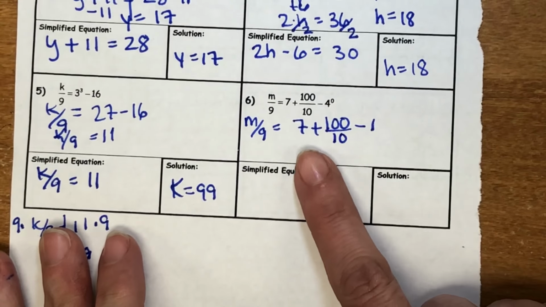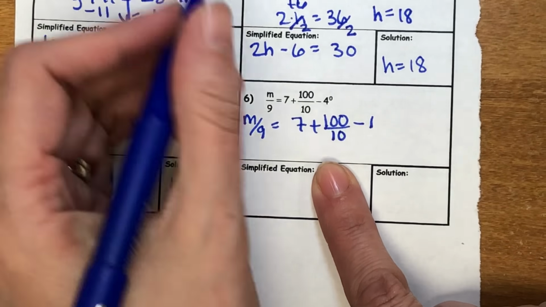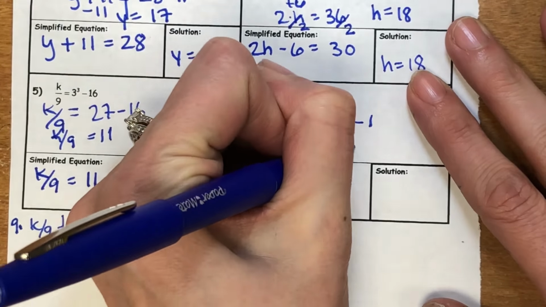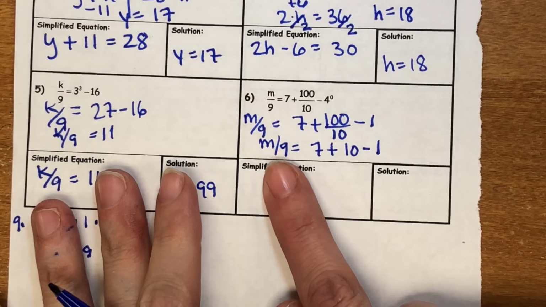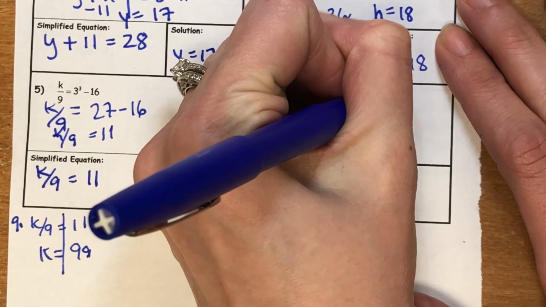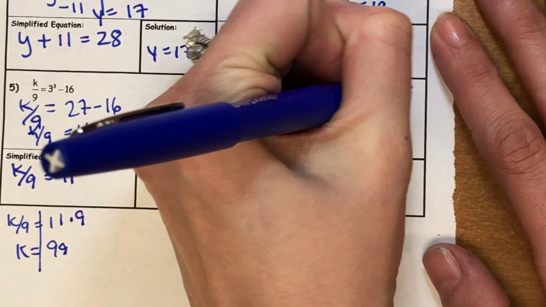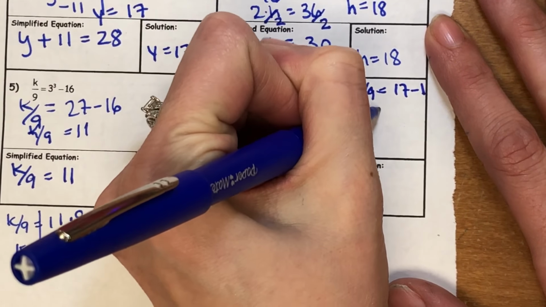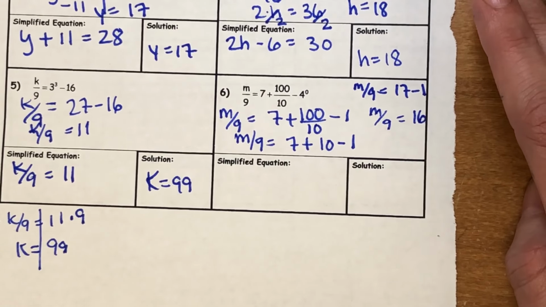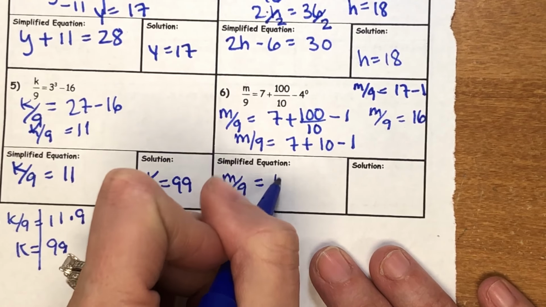Okay, and then I have 7 plus 10 over 100 divided by 10 minus 1. So I'm going to do my division. 100 divided by 10 is 10, minus 1, okay? Then I'm going to add 7 plus 10, which is 17. And then 17 minus 1 gives me 16. Okay, so my simplified equation is m divided by 9 equals 16.